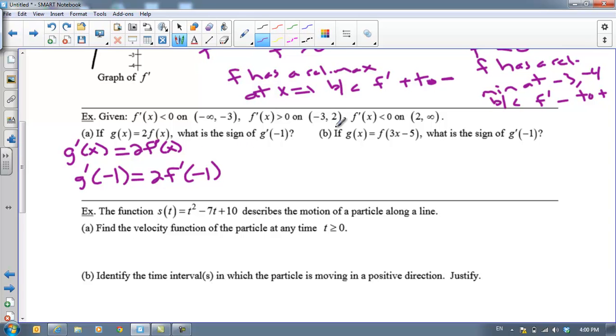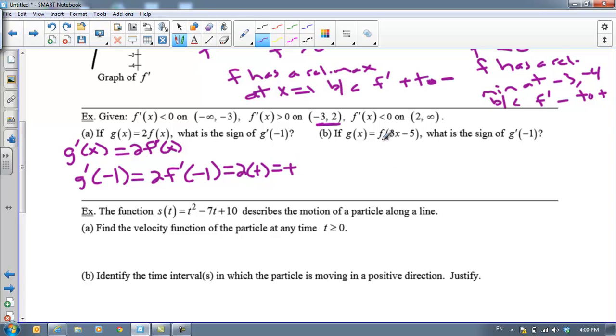So let's see if we can figure out what f prime of negative 1 is. I'm dealing with the x value negative 1, so that interval does not help me. But this interval right here helps me. Between negative 3 and 2, f prime is positive. So that means I'm doing 2 times a positive number. Therefore, the sign of g prime of negative 1 equals a positive number.